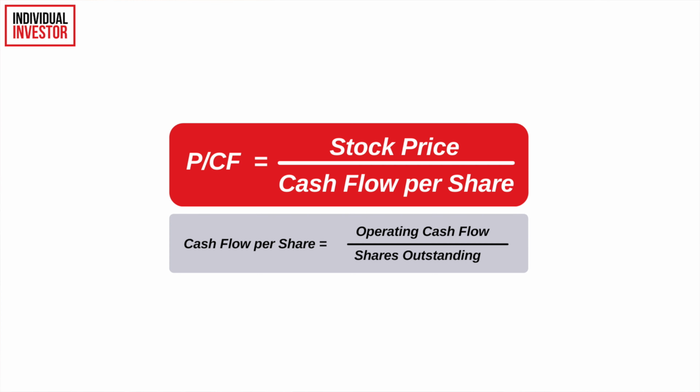The price to cash flow formula is the following. You simply take the stock price and divide it by the cash flow per share. The cash flow per share can be calculated by taking the operating cash flow and dividing it by the total number of outstanding shares. All right, so as usual, let's put everything into practice and calculate the price to cash flow for Dell and HP and also compare the two.